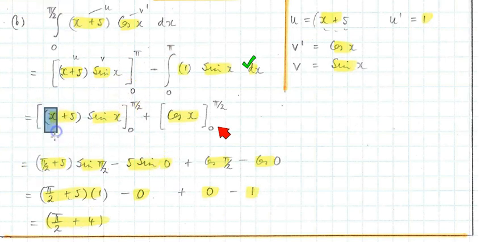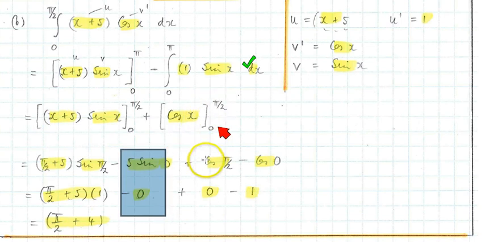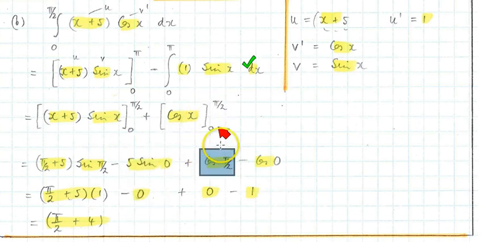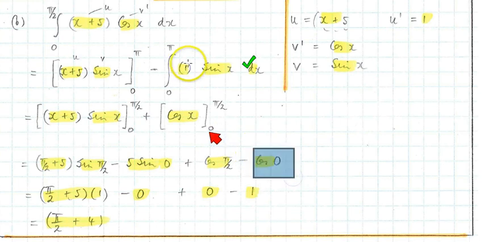All right, let's put pi upon 2 there. I get pi upon 2 plus 5. There it is there. And I get sine pi upon 2 there. Okay. Then I've got to subtract 0 substituted in. So I get 0 plus 5, which is 5. And I get sine naught, and sine naught's naught. So that piece there is naught. Cos pi upon 2, there it is there. That's naught. And then take away cos naught, and that's 1. Cos naught is 1, but I've got a minus sign in the front of it.